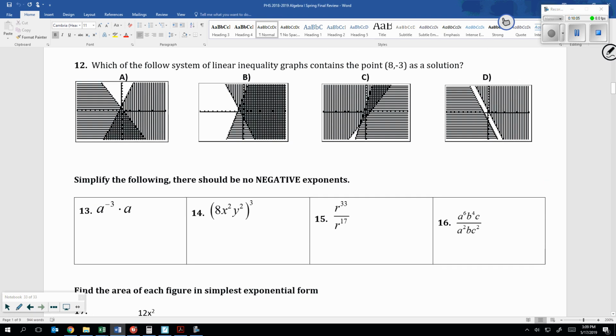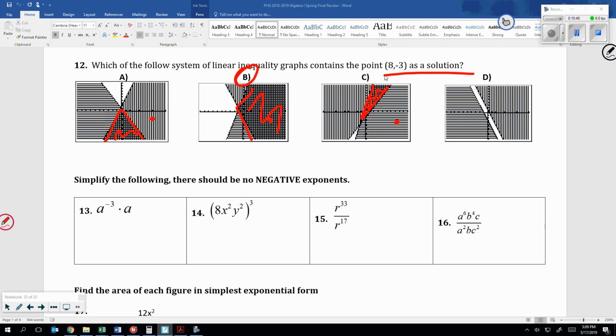Which of the following system of linear inequalities graphs contains the point 8, -3 as a solution? As a solution means it's going to be in the dark area. So that is this small little area, and that doesn't even really matter. So we're going to look at where 8, -3 would be. Well, 8, -3 is going to be somewhere probably over here. The only one that includes it is B.